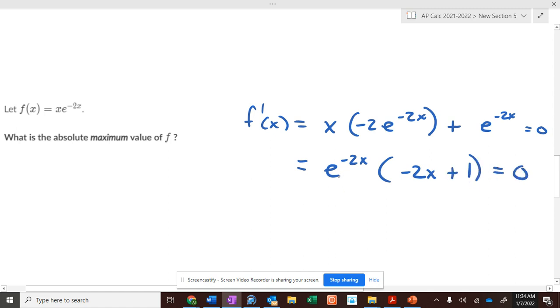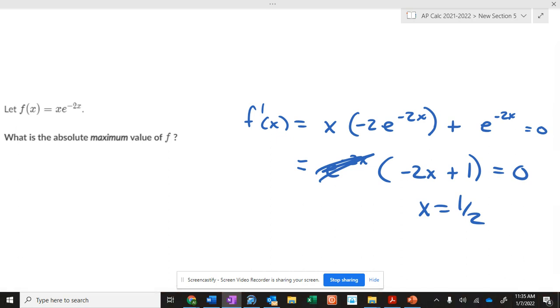Where does e to the negative 2x equal 0? E to the what equals 0? E to the 0 power? No, nothing makes e to a power equal 0, so this factor we don't even worry about. So we set the other factor equal to 0, move the 2x over, divide by 2, and x equals 1/2.